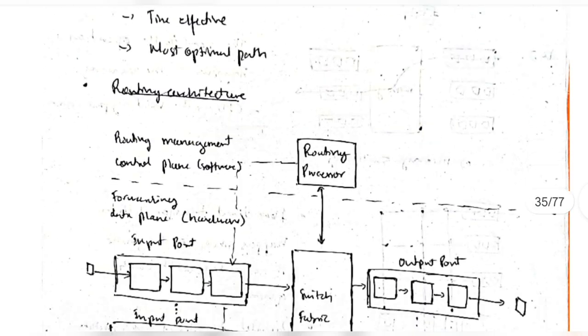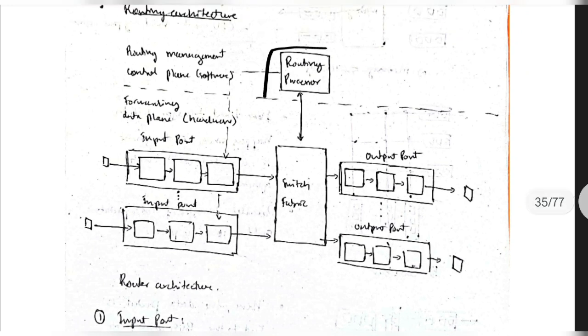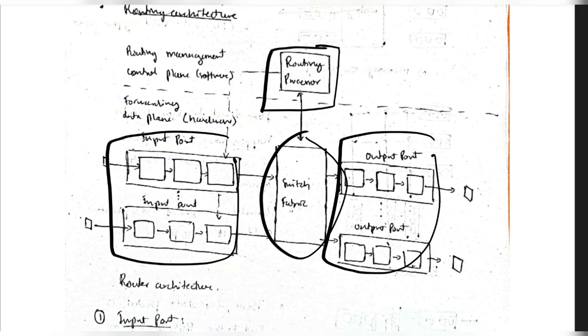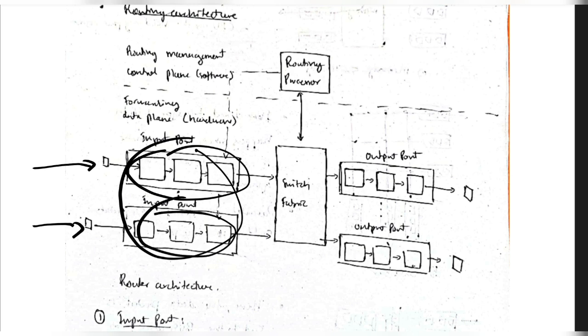What is the architecture of routing? You have to make this diagram. After that, you can observe four components here. Let's discuss each of these. The first one is the input port. All the messages and packets come and stand in a queue, and after that they get transferred to the switch fabric. After that transfer, they come to the output port and go to the destination.